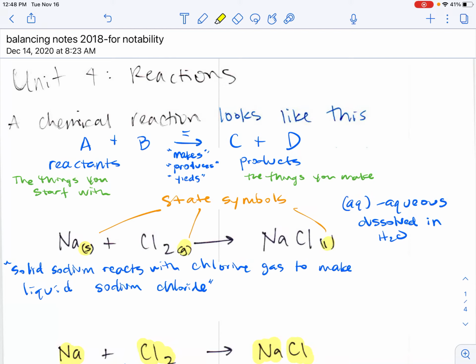We're looking at balancing reactions today, and I've got the notes here. I'm going to breeze through them quickly and just get to the balancing so we can give it a try. And if you missed today, hopefully this will help you out.